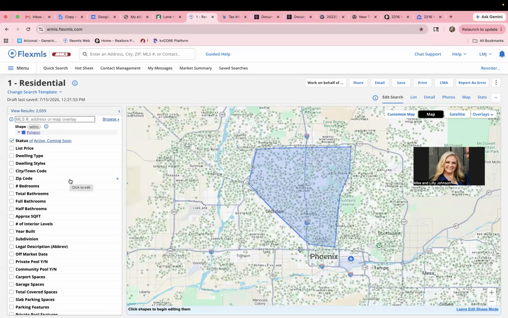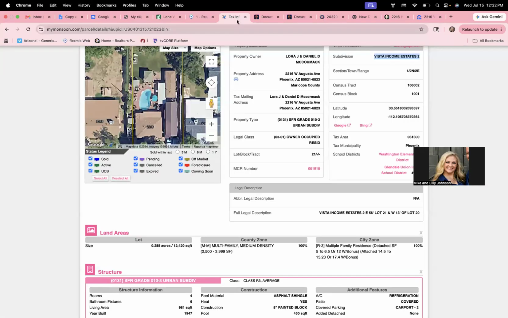Oh, I have a text message from you. An easement. I'm just talking to you right now as I'm recording this. It's zoned as multifamily.